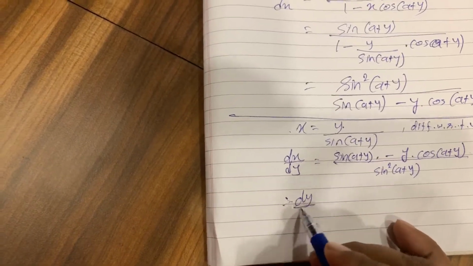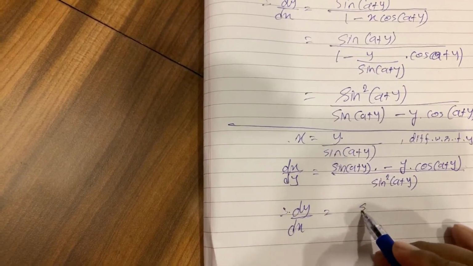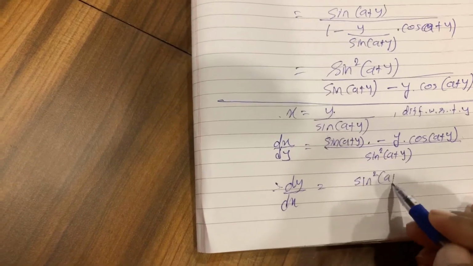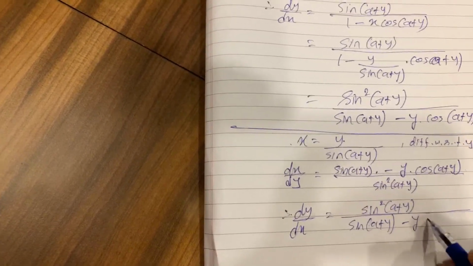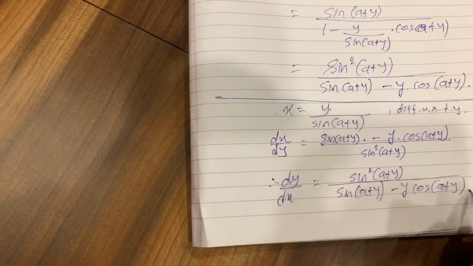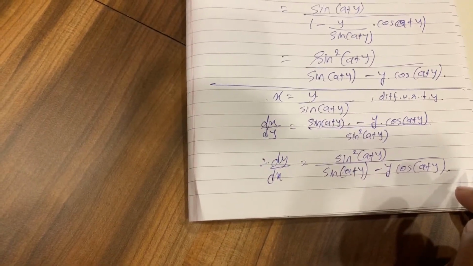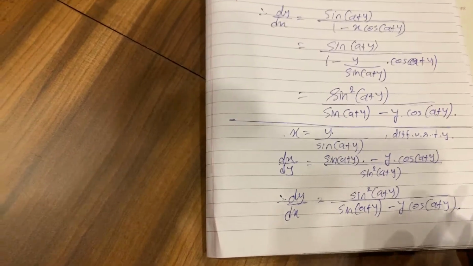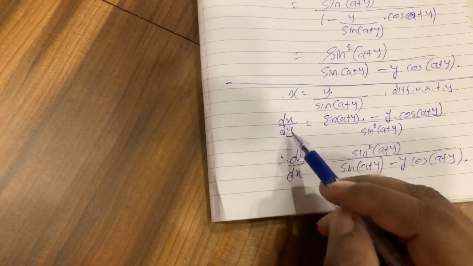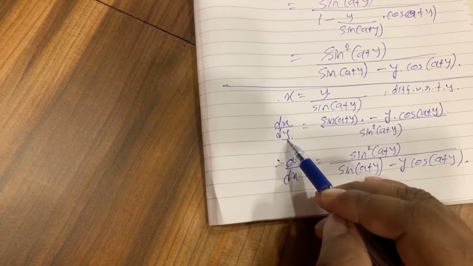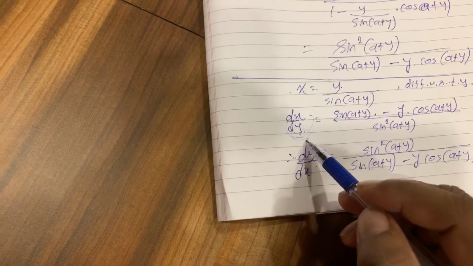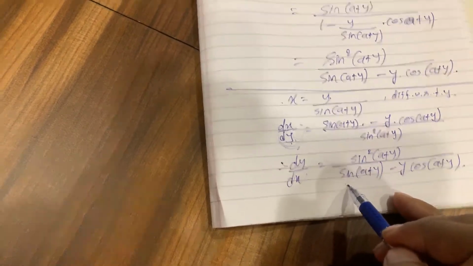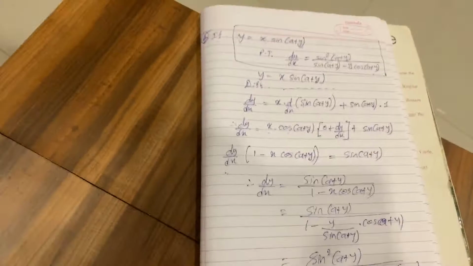Therefore, your dy by dx is simply the reciprocal of this, which is sine square of a plus y over sine of a plus y minus y cos of a plus y. Much simpler way. But here we are using the concept that dy by dx is a reciprocal of dx by dy. So that's an easier way to prove the same sum.